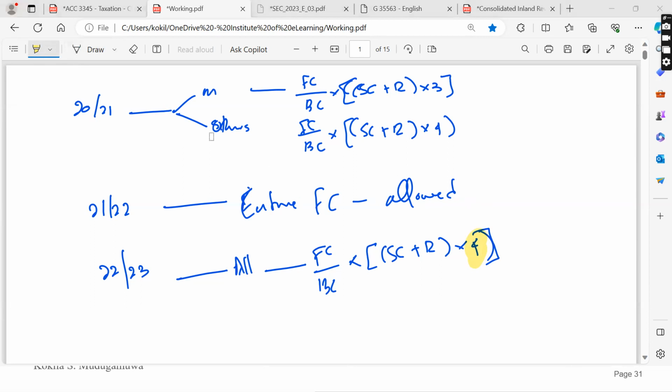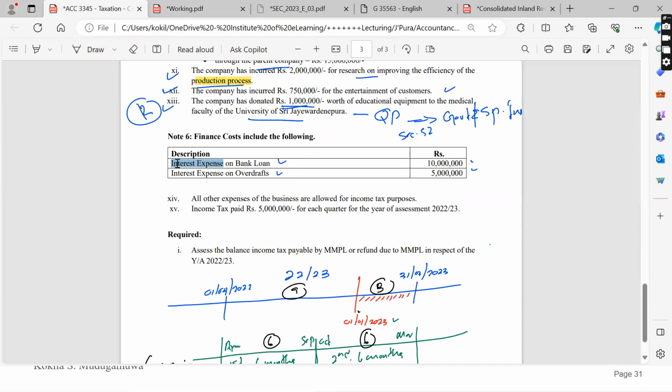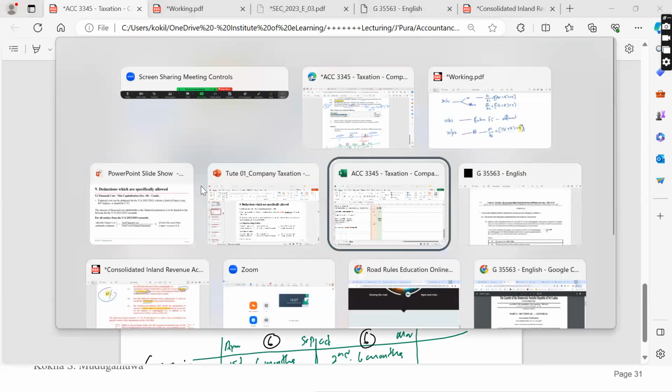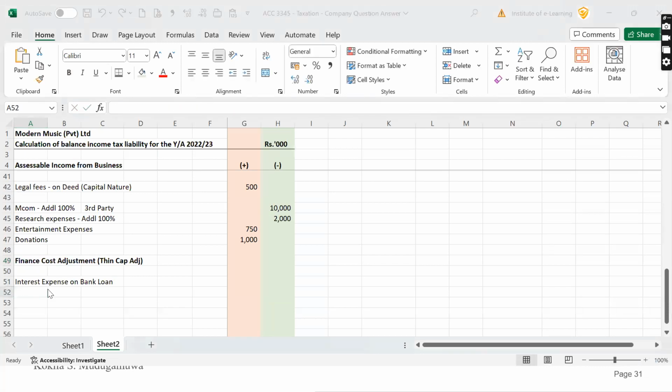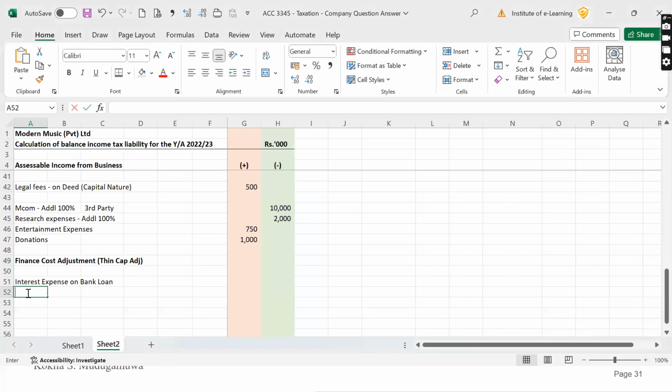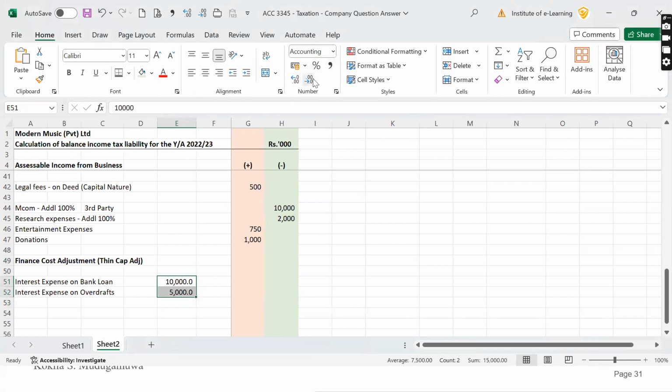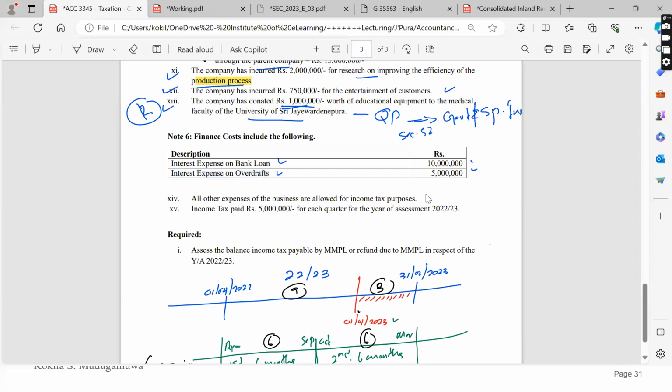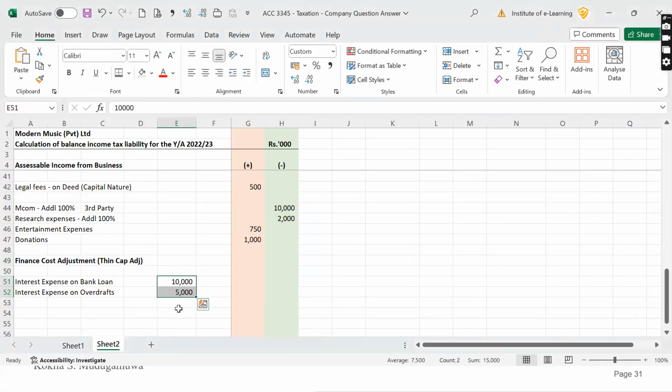So then we'll go ahead with the section. The finance cost here is the interest expense on bank loan, and also the interest expense on OD we have to consider. Both we have, 10,000 and 5,000, as I can remember. Yes, 5,000, correct. Then here, this is the finance cost.